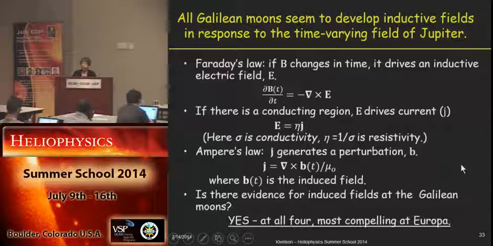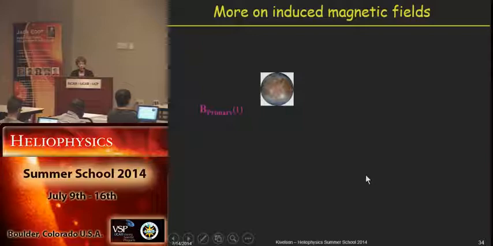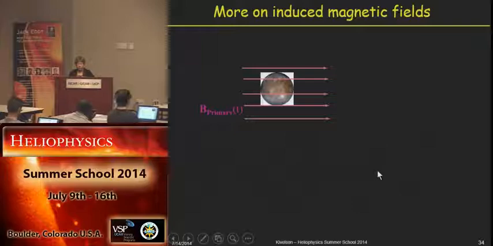Let me just tell you that we saw evidence for induced fields at the Galilean moons, most compellingly at Europa. So here's Europa. We have a time-varying primary magnetic field that is going in the radial direction toward Jupiter. It changes direction. That drives a current that is flowing around Europa, someplace near the surface, because the signal is very large. And remember, the dipole field falls off with distance from the region where it's generated like the ratio of your distance to the generation radius cubed. So it falls off very rapidly. We know that the inductive field is close to the maximum that we can imagine for the size of the primary field. So the current has to flow very close to the surface.